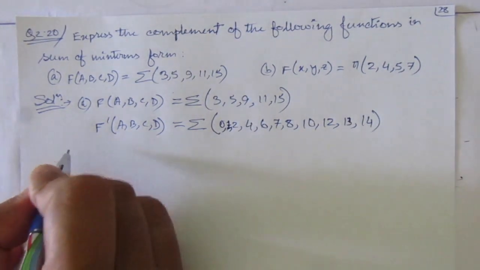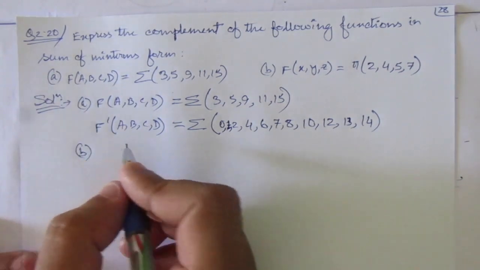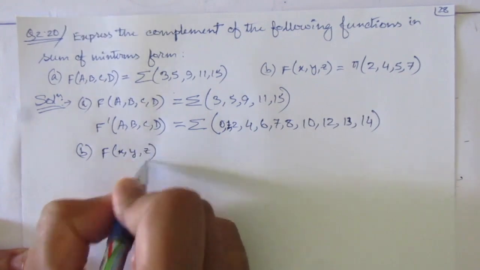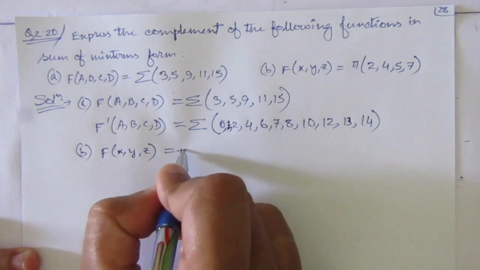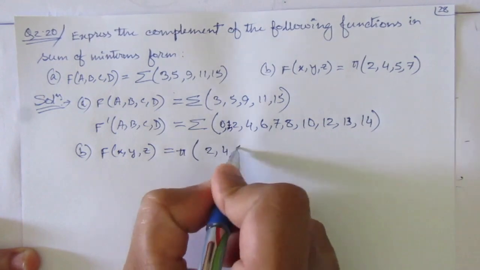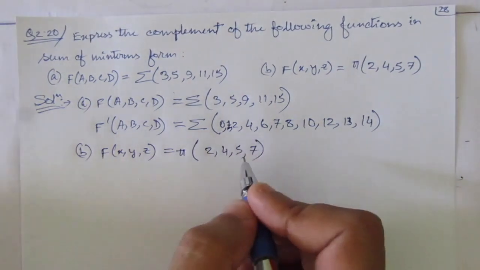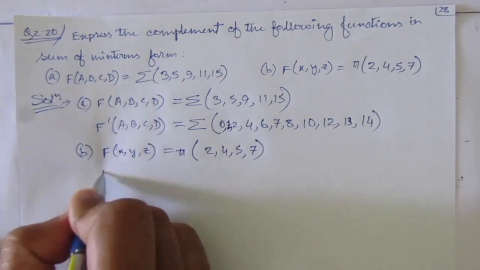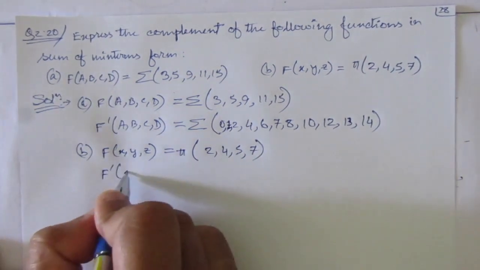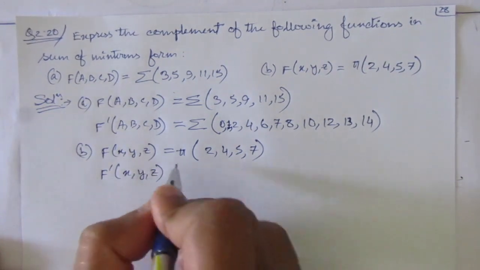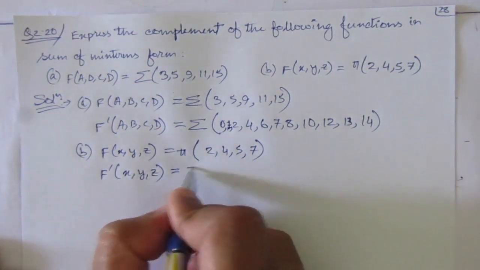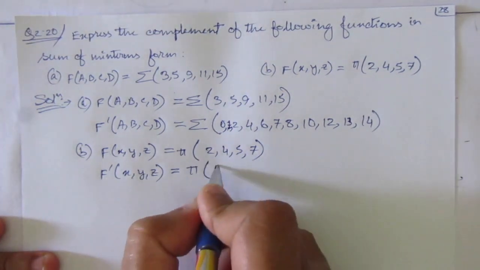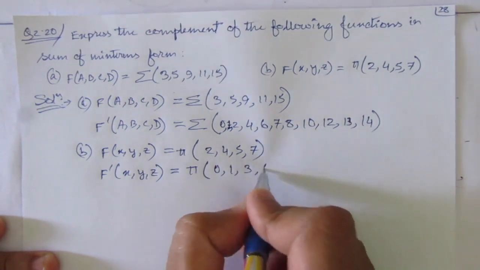Now let us solve the second part of the problem. In the second part, we are given a function F of x, y, z equal to the product of 2, 4, 5 and 7. So here we are given the function in product of maxterm form. First of all, let us find the complement. F dash of x, y, z will be in product of maxterm form. It will have the terms that are not present here, so it will have 0, 1, 3, 6.